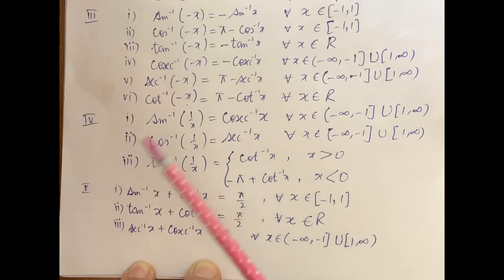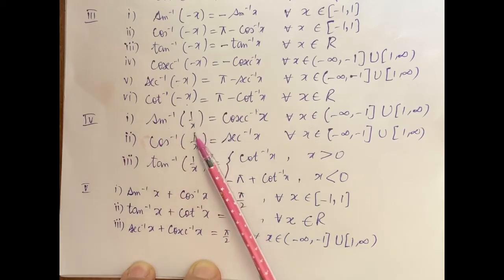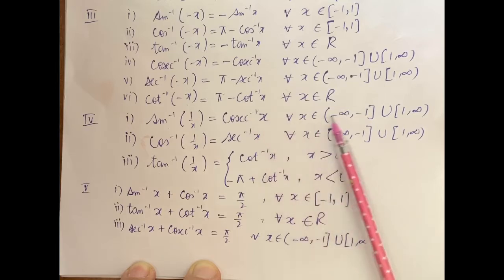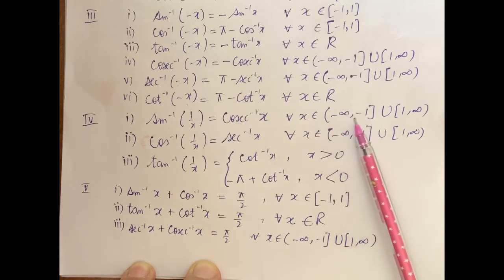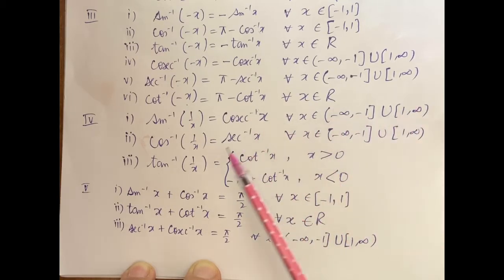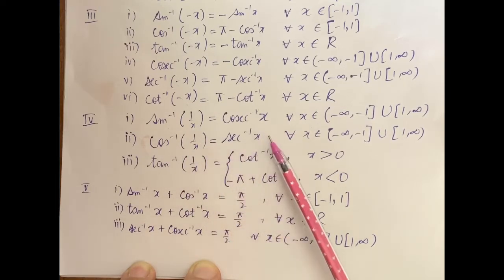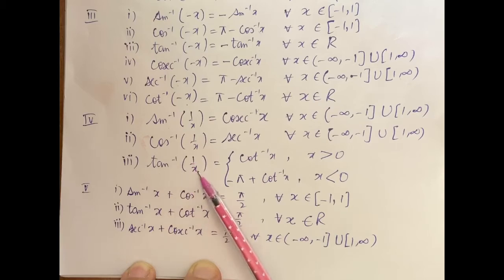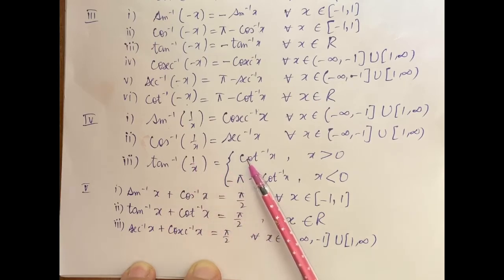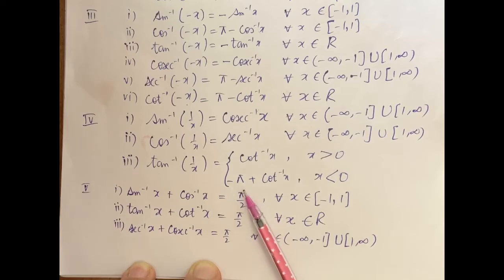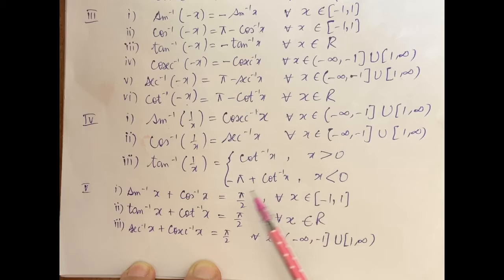The fourth property: sine inverse of 1 by x is equal to cosecant inverse of x for all x in the interval minus infinity to minus 1 union 1 to infinity. And cos inverse of 1 by x is secant inverse of x. Tan inverse of 1 by x has two results: cot inverse of x for positive values of x, and minus pi plus cot inverse of x for negative values of x.